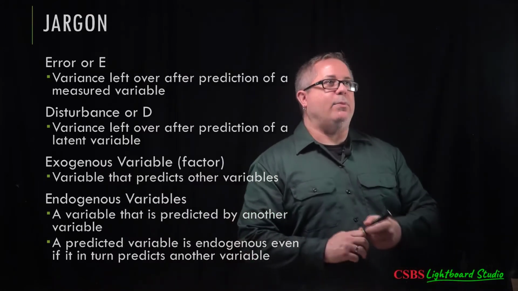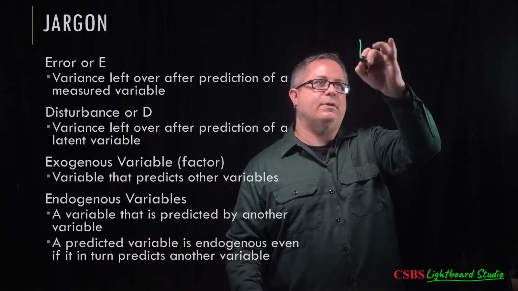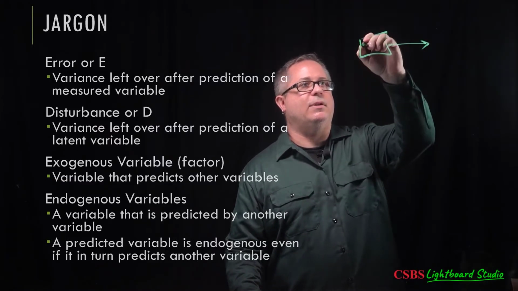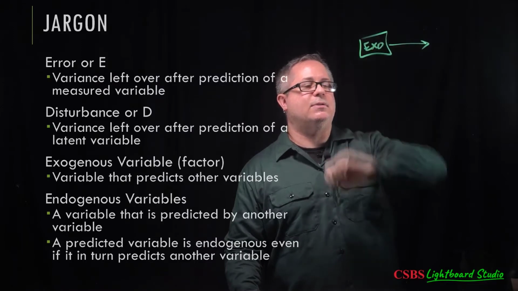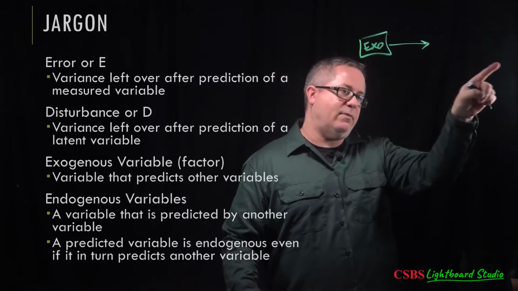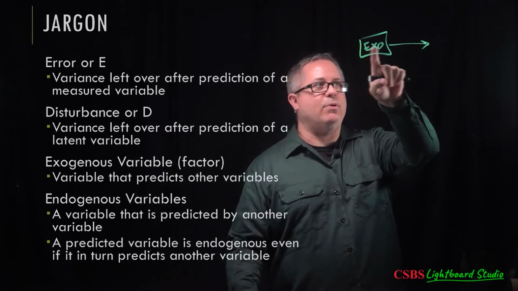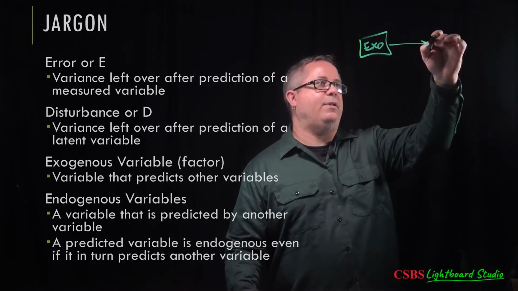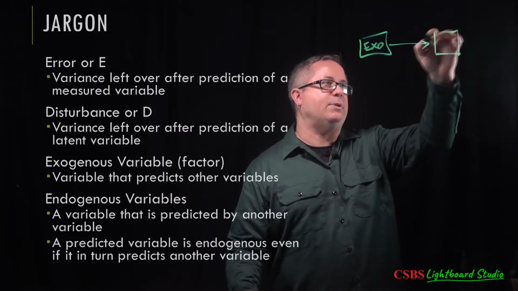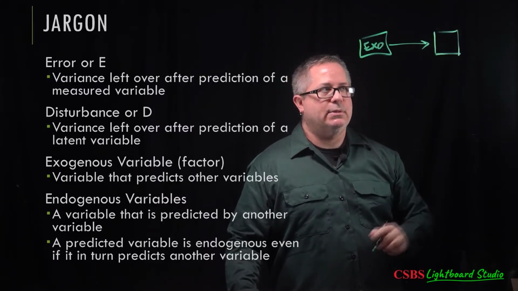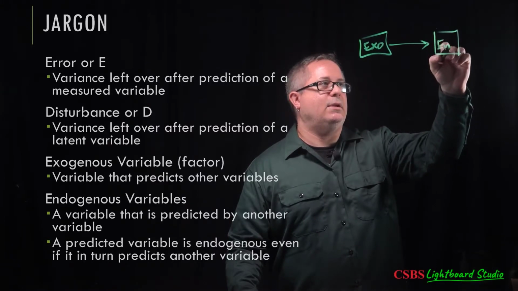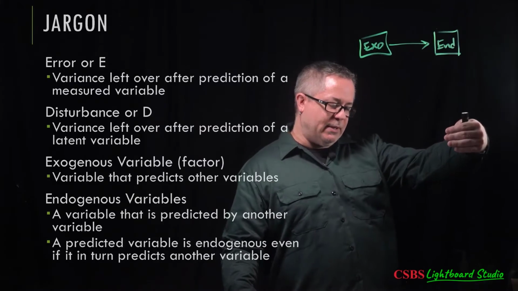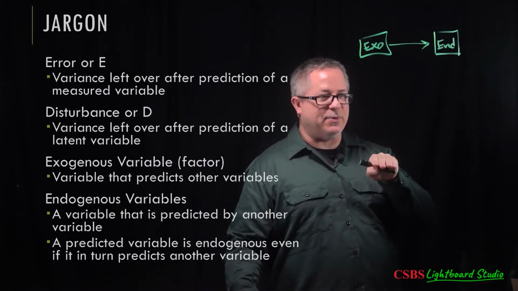So if I have a variable that has an arrow going away from it, then this variable is exogenous. The influence is going from this variable away from it. Now, if I have another variable where the influence is coming to it, then it makes that an endogenous variable. The movement is coming inside as opposed to going outside.